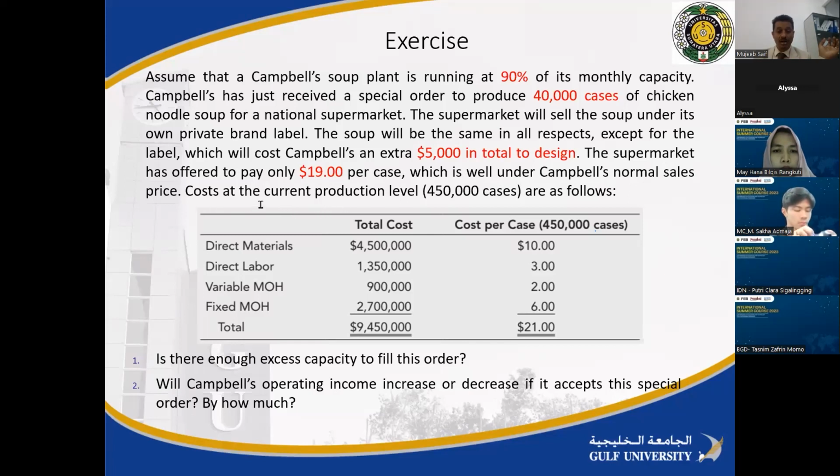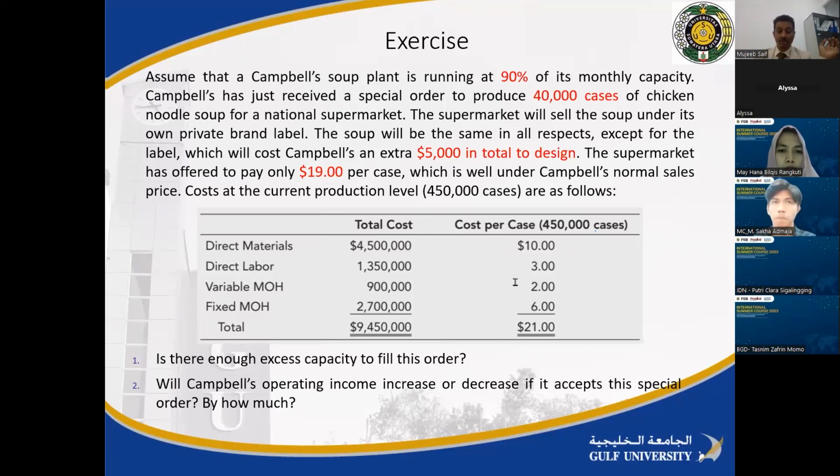Costs at the current production level are as follows. This is our company, a soup plant. We still have capacity, as we are working at under 90% of our capacity. We receive an order from a customer: he wants us to sell him 40,000 cases.